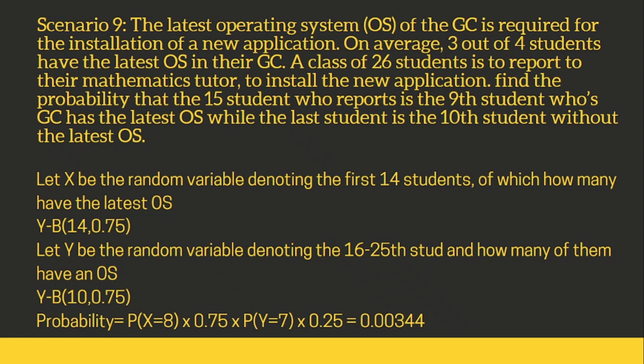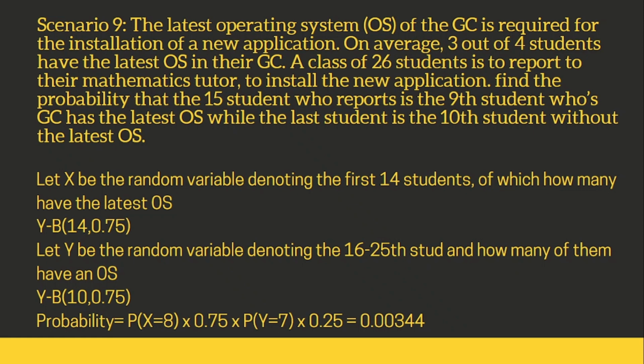The 9th student who has the OS has a probability of 0.75. Then from the 16th student to the 25th student, we want to find another 7 students who have the OS. Because what we want is that the 10th student without the OS is going to be the last student, the 26th student. So this implies that we need to have 16 students with the OS. So 8 plus 1 plus 7 will mean we get the 16 students. That is why in this case P(Y = 7).